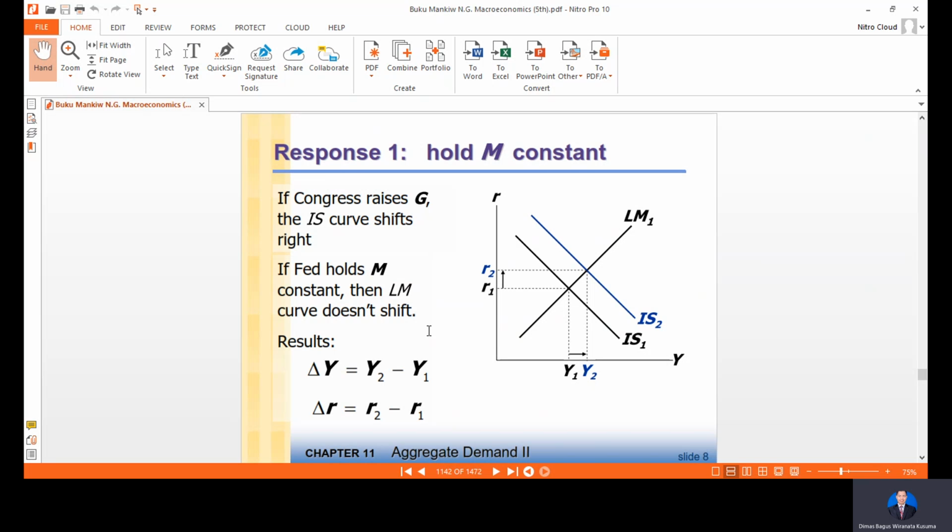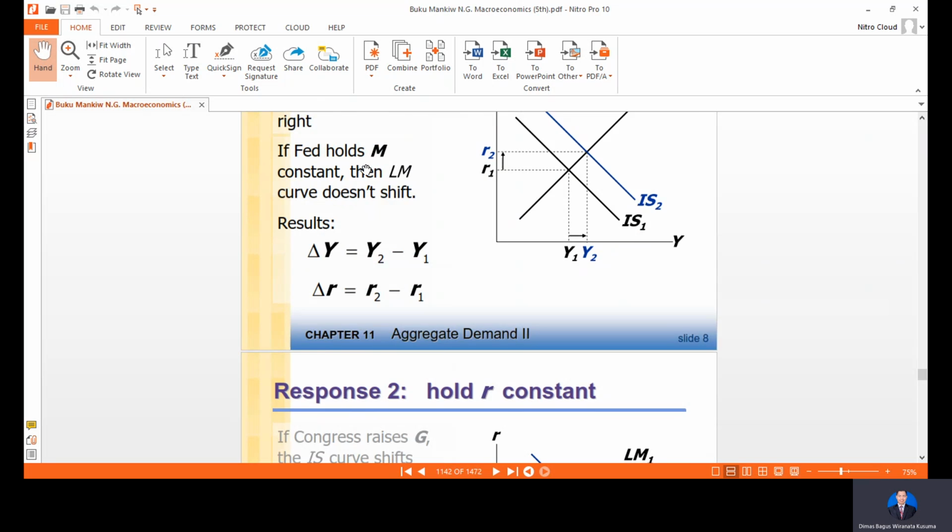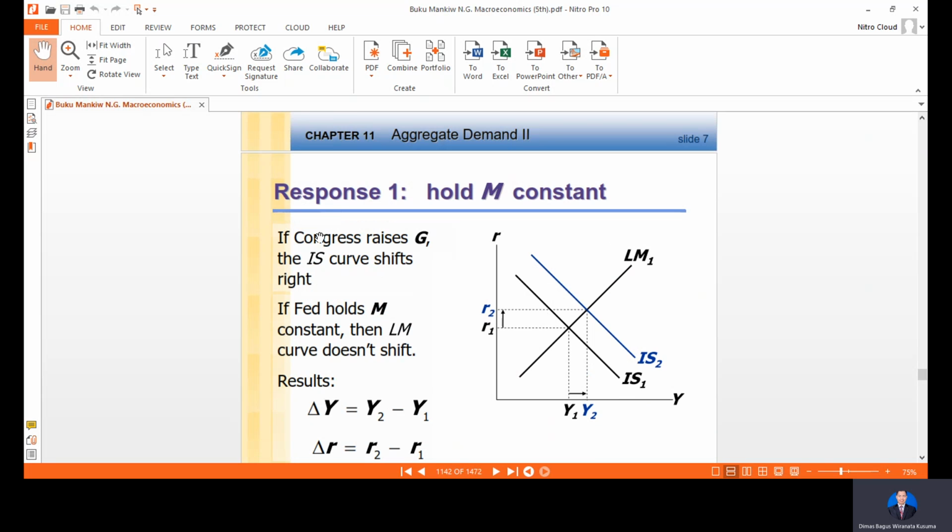For example, you want to hold M constant, that is, the LM constant, the money supply constant. So the increase of G here will move the IS to the right. And if M is held constant, then the LM curve does not shift. Because M is constant, the LM remains at its initial position.